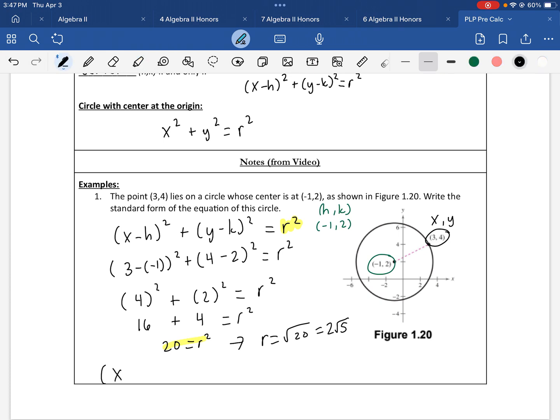So we have x minus our h, which is negative 1. So we're going to have x minus negative 1, x plus 1 squared, plus y minus our k, which is 2, squared, equals our r squared of 20. And then that is our solution. That is the equation of our circle.